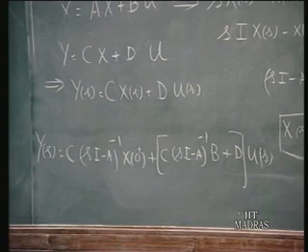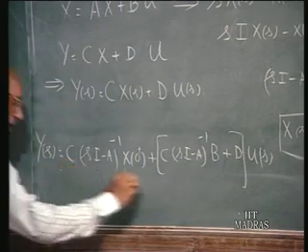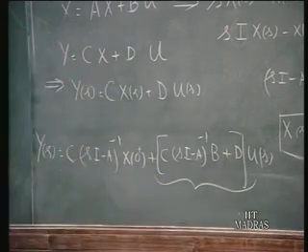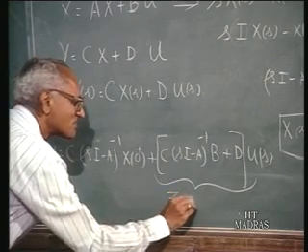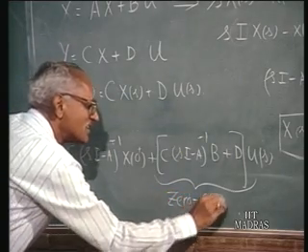So what we can say is this part of the solution is obtained when the initial conditions are 0. That means the initial state of the system is 0. So this is called the 0 state solution.